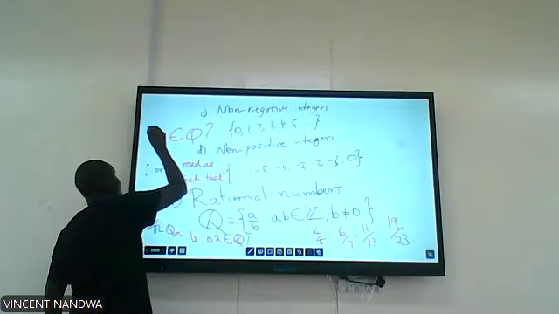So in simple terms, we mean that it's a number which cannot be written as a ratio, A over B, where both A and B are integers and B is not 0. So a number which is not rational is irrational. For example, a number like root 2, root 3, root 5, e, and pi.